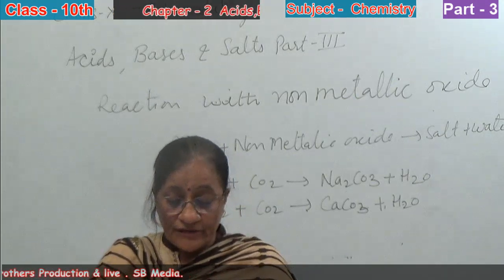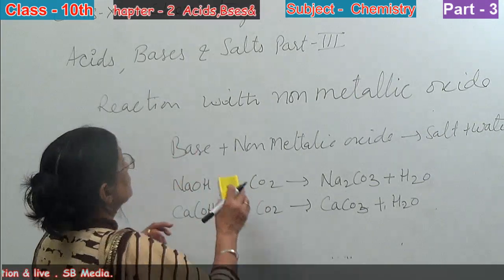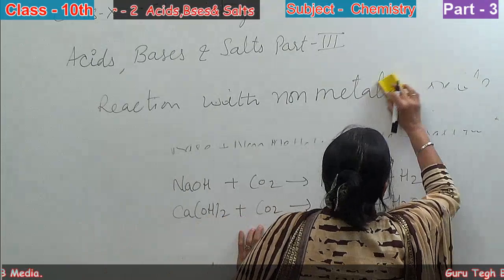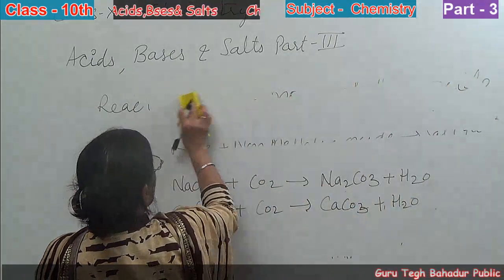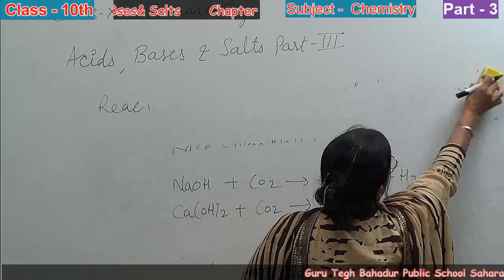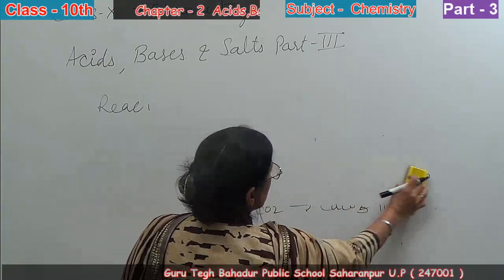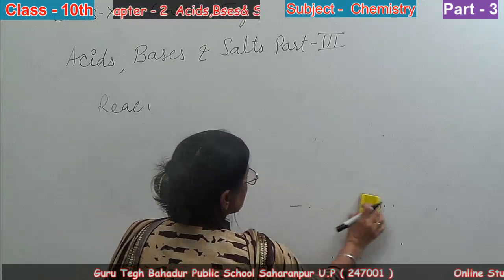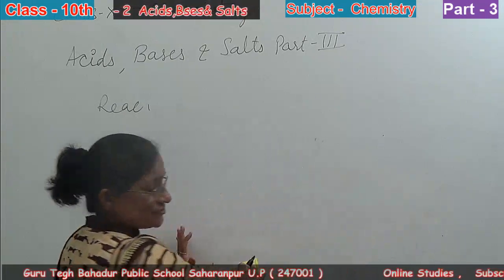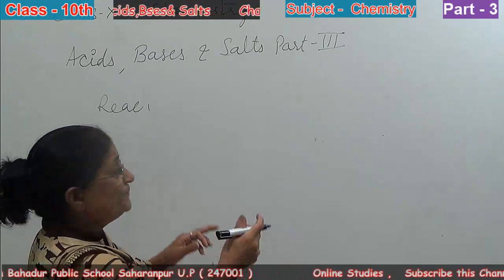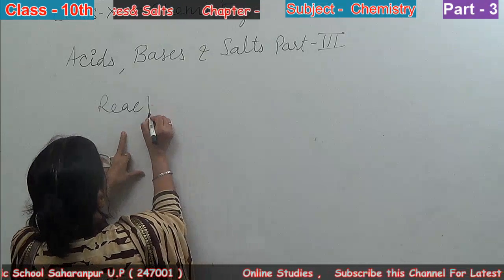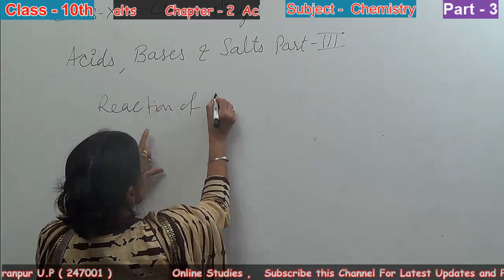Now, reaction of bases with acids. This reaction you have done earlier in case of acids also, and the reaction between acid and base is called a neutralization reaction. So, reaction of base with acid.